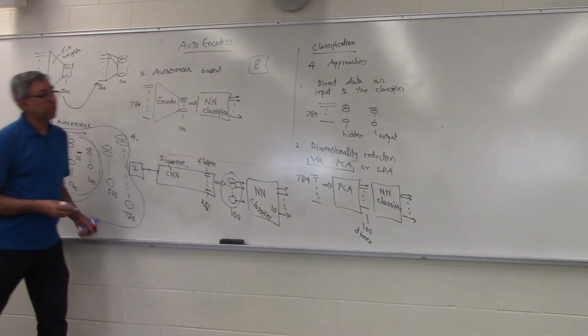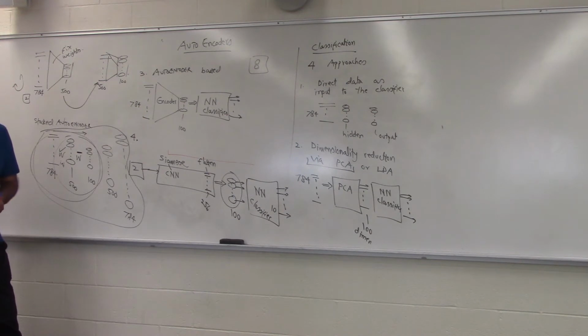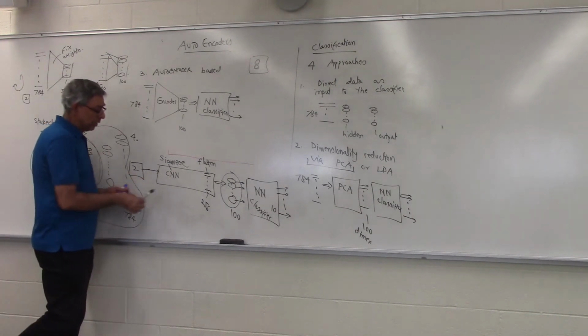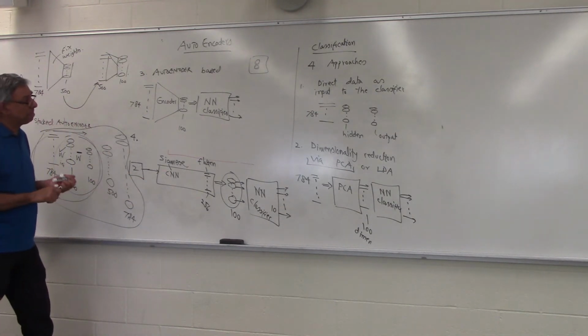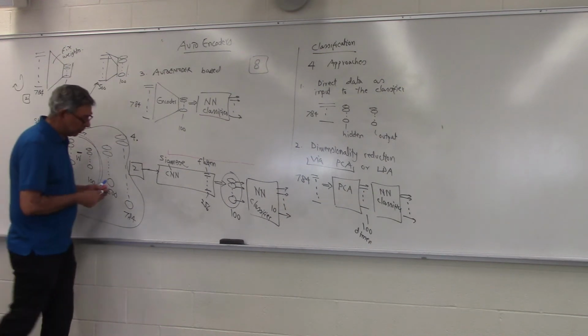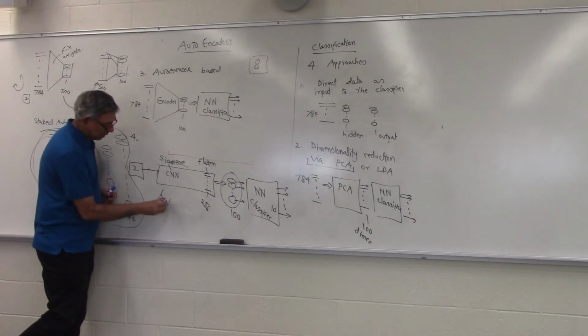Which one of these will produce the best result? Again, it's a little bit of a function of the data set, but the majority of the time, especially with face recognition, this is the best approach. What will be the second best? PCA?